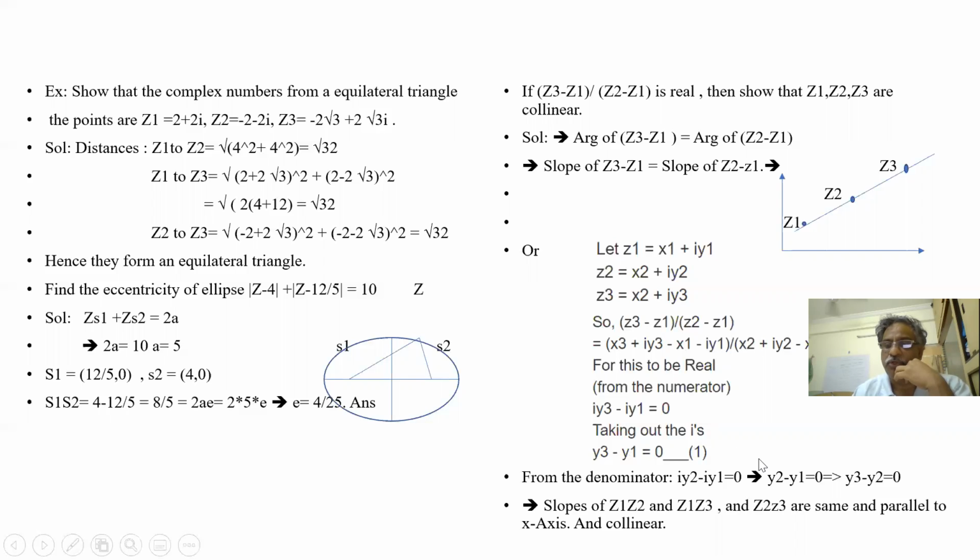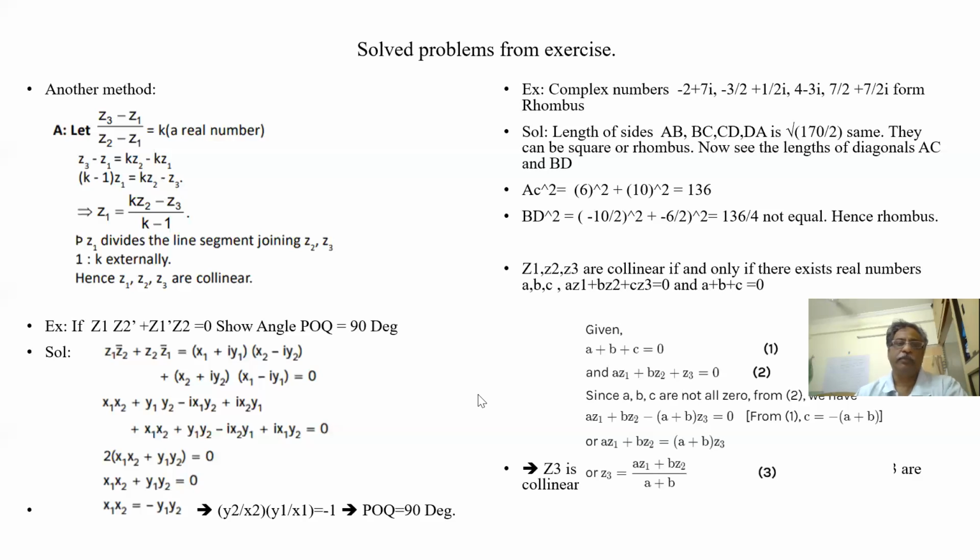Slope is equal, 0 here. That means it's parallel to the x-axis. All y's are the same. The line is going like this, horizontal. So they form a collinear set of points. Let us see, the same problem we can do by another method.